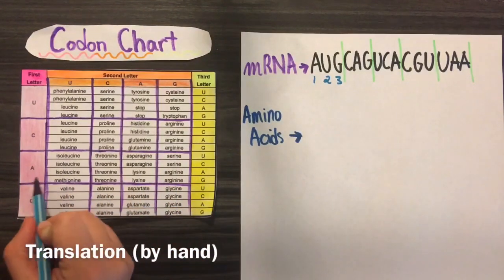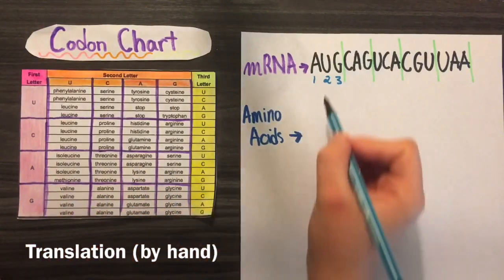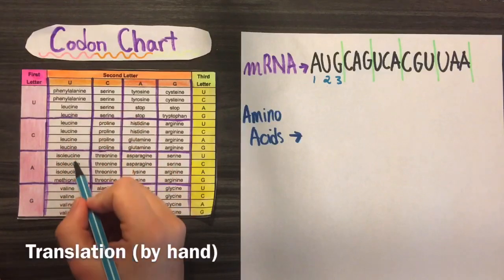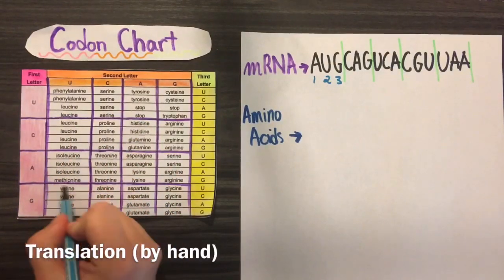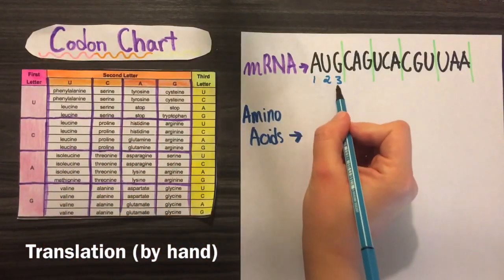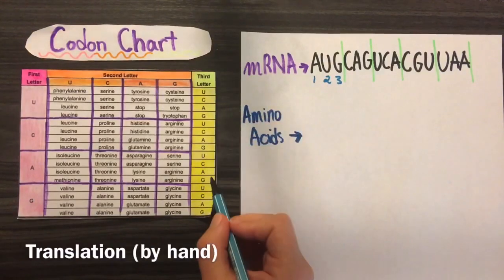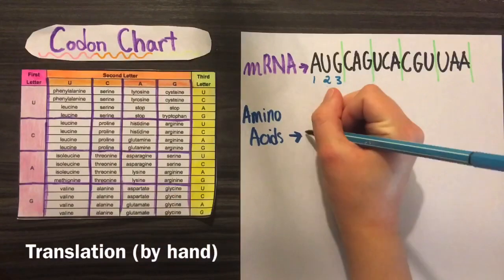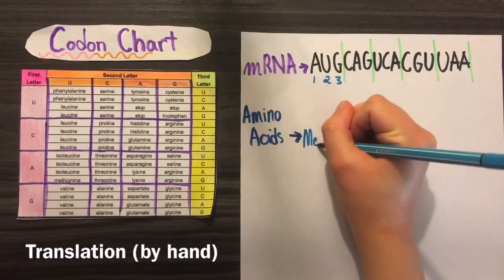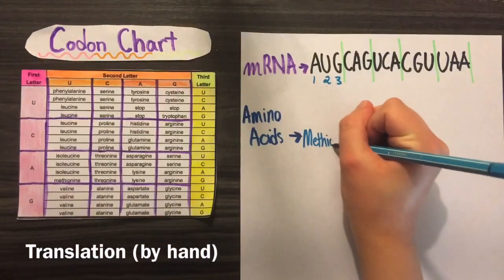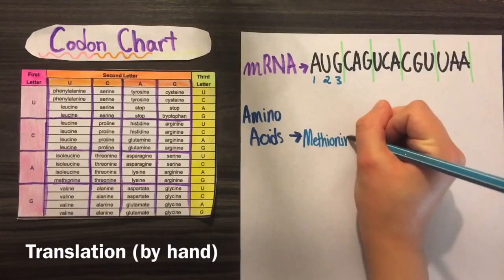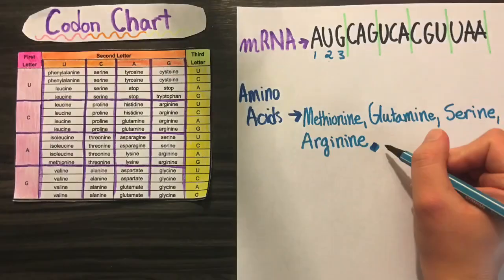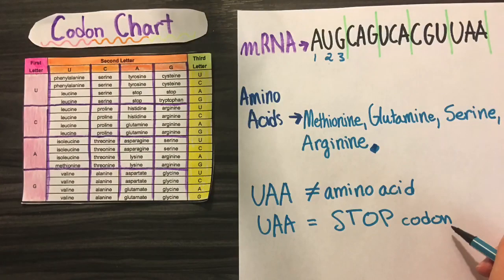First, we find the row A. Then, we find the column U. Finally, on the right side, we find the row G. This codes for the amino acid methionine, the one and only start codon. We continue translation with all of the remaining codons in the sequence until we get to a stop codon.